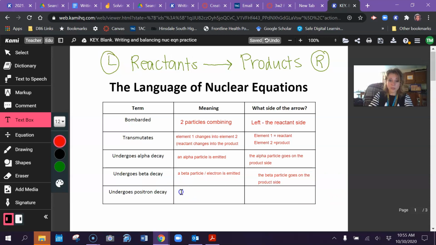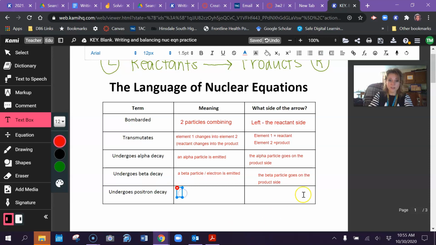Finally, if something undergoes positron decay, it means that a positron is emitted, and it means that the positron goes on the product side.